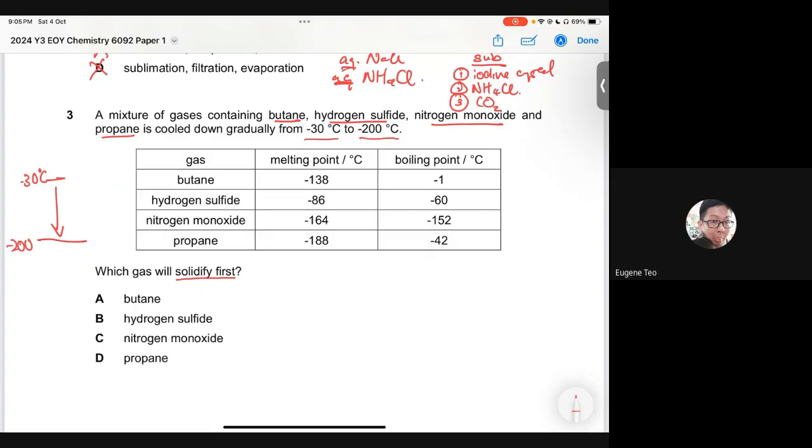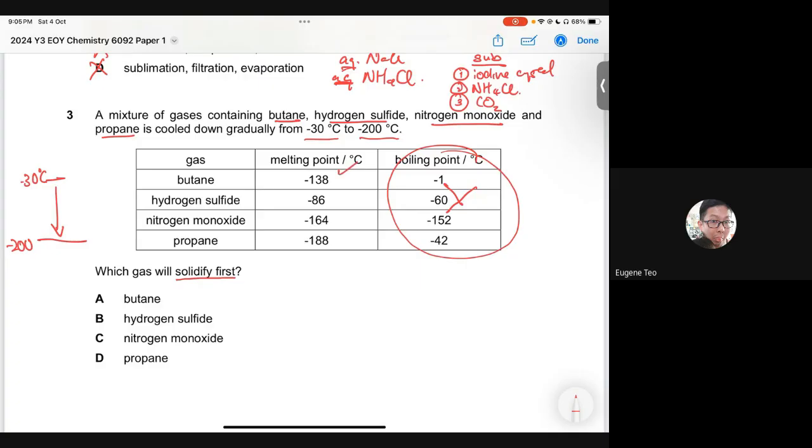So actually, you realize, if talking about solidify, then gas will normally condense to liquid first. Liquid will solidify, right? So let's assume that the gases will turn to liquid before they solidify. So in actual fact, I don't need to look at the boiling point. My focus will be on the melting point.